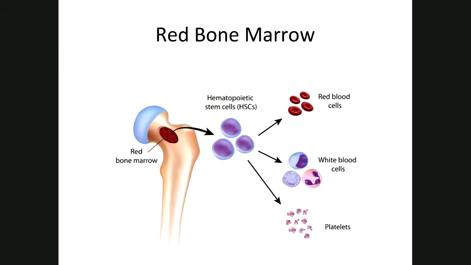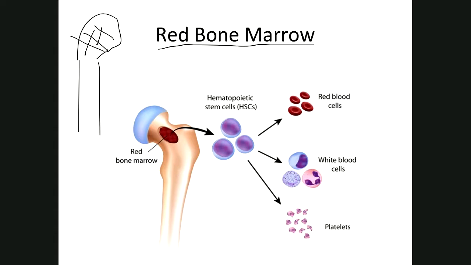The other primary lymphoid organ is the red bone marrow. If you look inside bones, remember they're hollow in the shaft, but at the ends, these tiny little spaces, we have spongy bone. And inside the spongy bone is where the red bone marrow is. Red bone marrow is responsible for making all blood cells. So red blood cells are made here. All the white blood cells are made here. And that's also where the platelets are made.